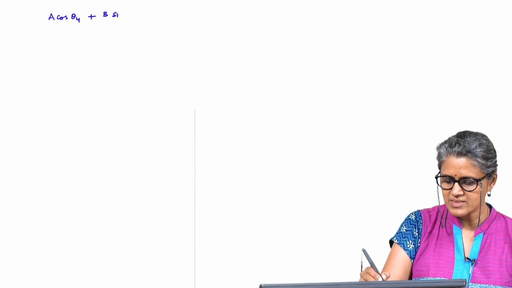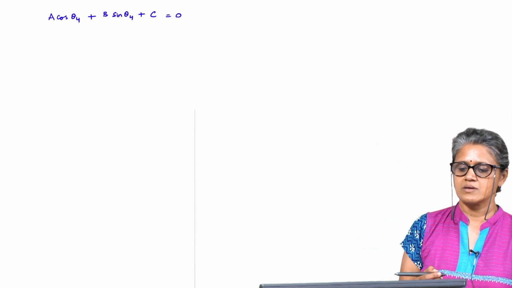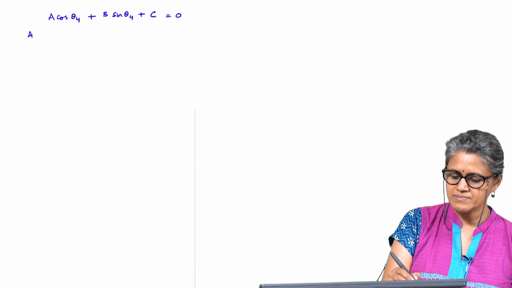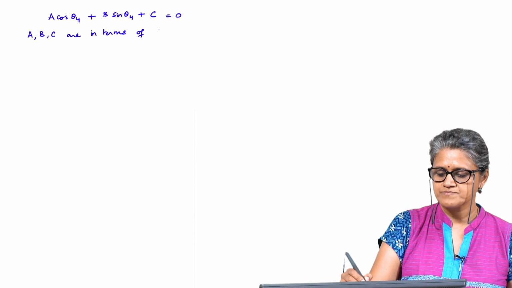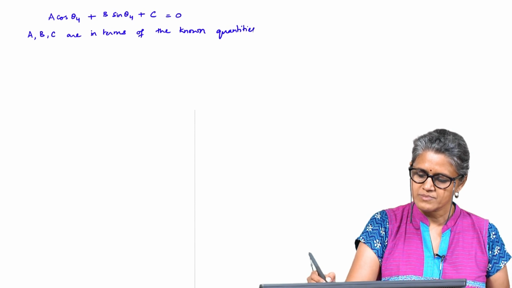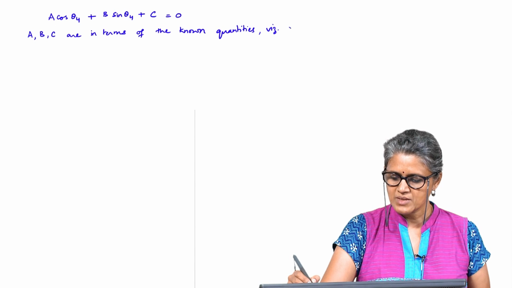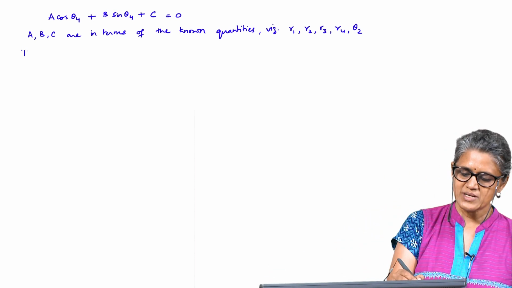So, for the 4 bar, we had the displacement equation in the form A cos theta 4 plus B sin theta 4 plus C equal to 0, where A, B, C are in terms of the known quantities, namely R1, R2, R3, R4 and theta 2. Remember, we are doing displacement analysis now.